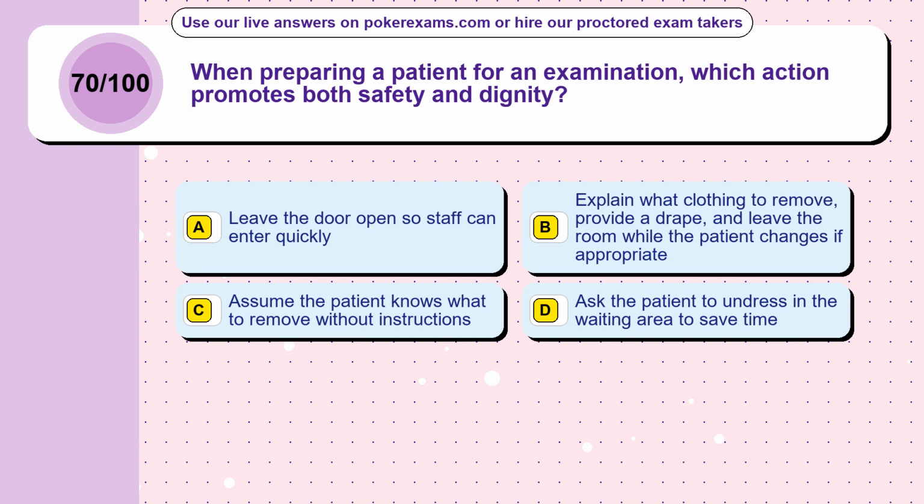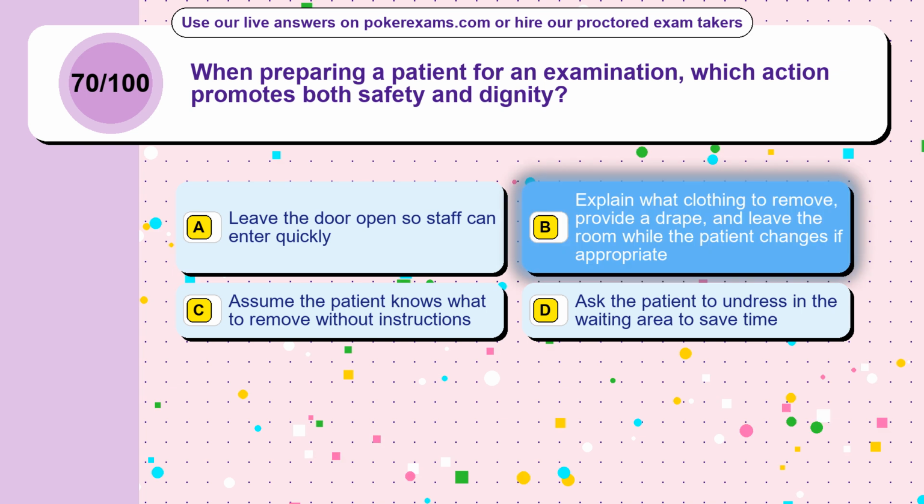Question 70. When preparing a patient for an examination, which action promotes both safety and dignity? Option A. Leave the door open so staff can enter quickly. Option B. Explain what clothing to remove, provide a drape, and leave the room while the patient changes if appropriate. Option C. Assume the patient knows what to remove without instructions. Option D. Ask the patient to undress in the waiting area to save time.